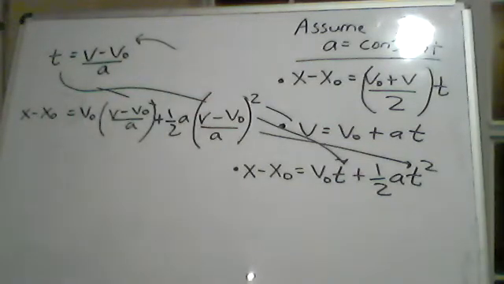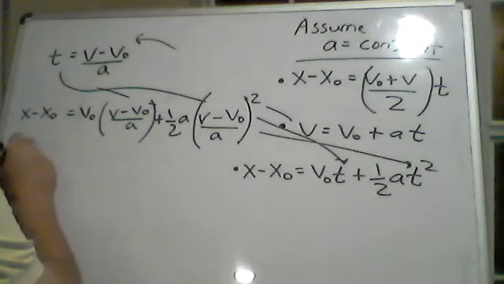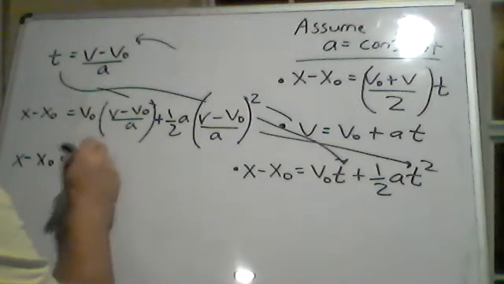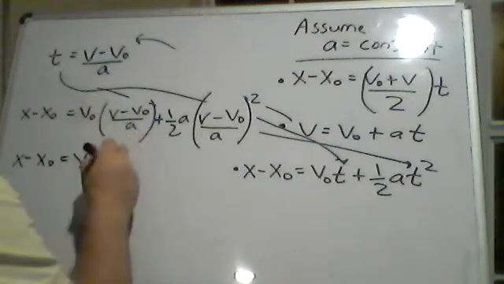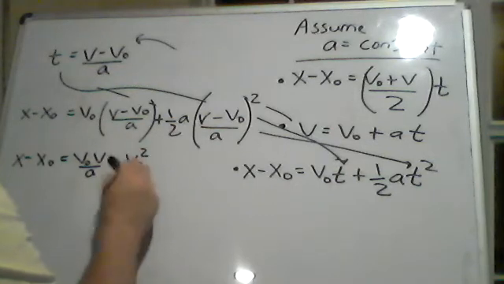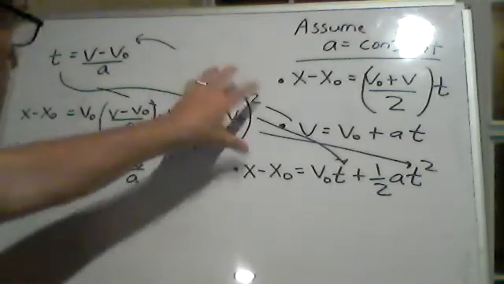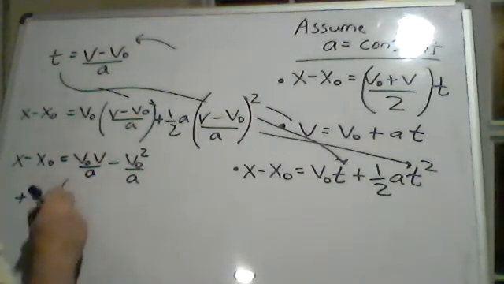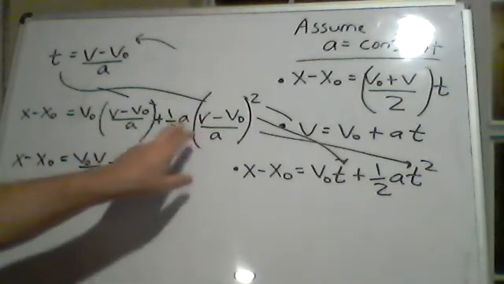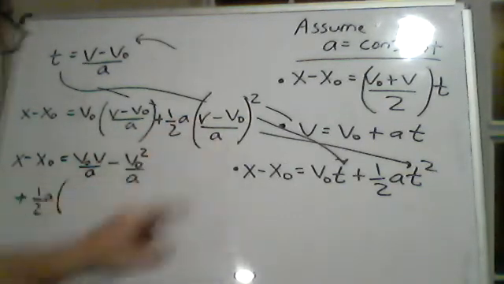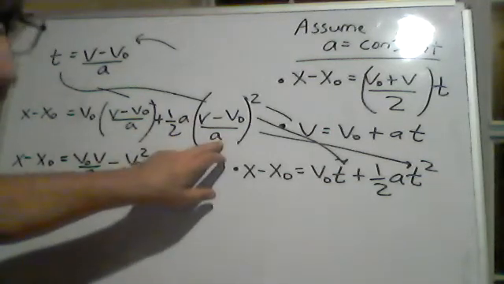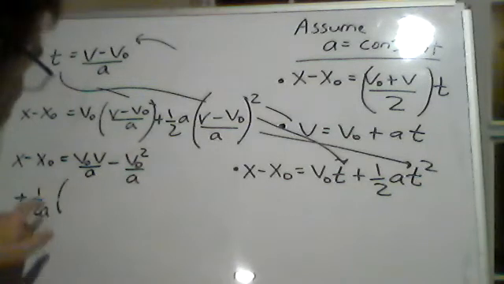All right, so now I'm going to clean it up. So I have x minus x naught is v naught v divided by a, minus v naught squared over a. All right, and then I gotta square this thing out. So plus 1/2 a. Now, squaring this thing out, I'm going to have an a on top and an a squared on the bottom. That's the easy square. A divided by a squared is just an a left on the bottom.